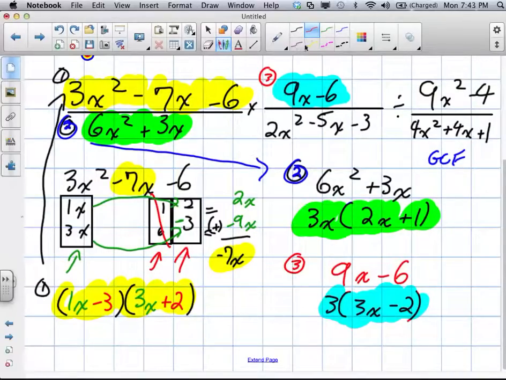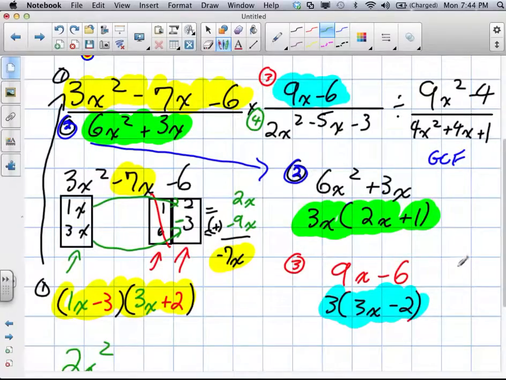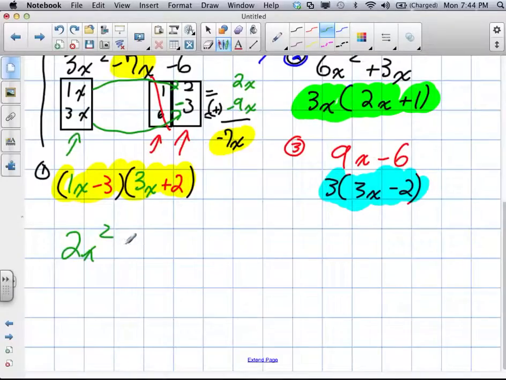Good. Let's do number 4. Binomial, trinomial? x squared minus 5x minus 2. Binomial or trinomial? Trinomial. So, what's the first thing we look for in factoring? Common factor. Any common factor? No. Alright, so let's factor. We find the what of the first term? The factors.